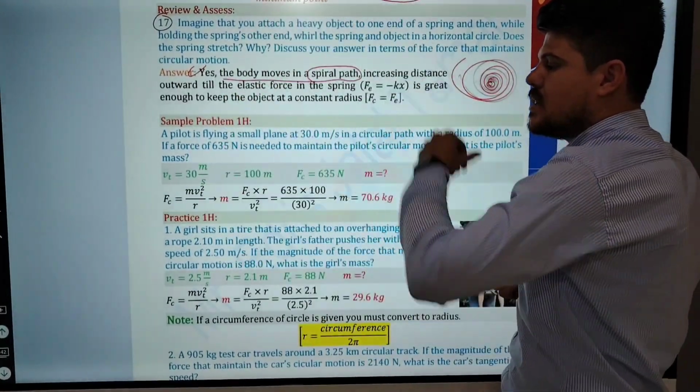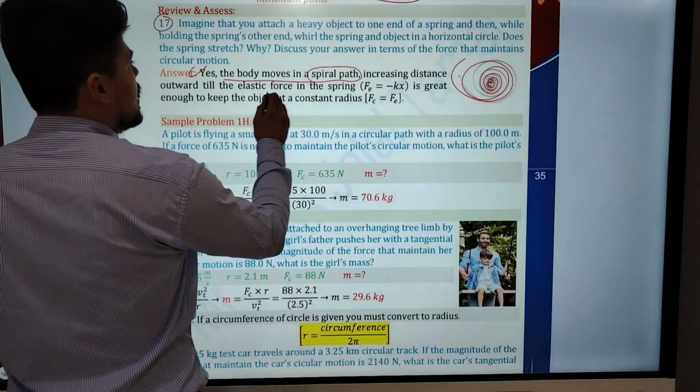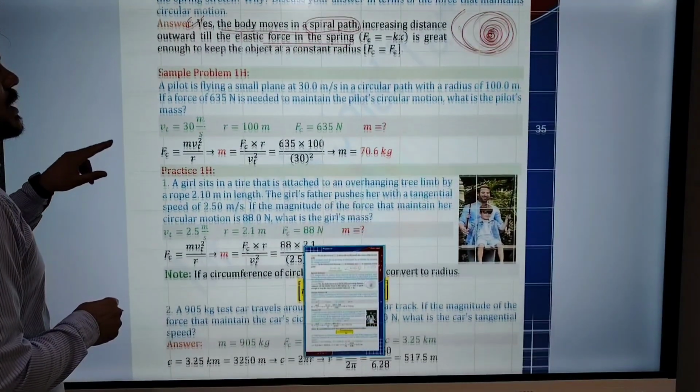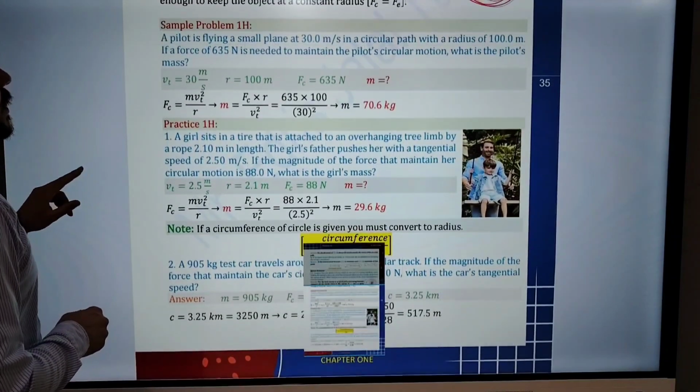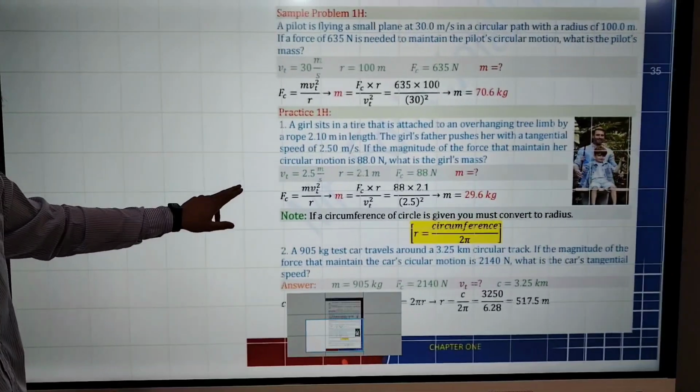So that is why the path becomes a spiral path. The elastic force in the spring provides the centripetal force, which is equal to kx. Okay? Look at sample problem 1H.